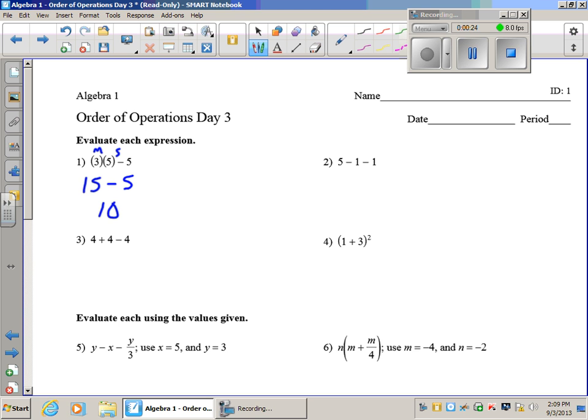Number 2, 5 minus 1, that's 4. So 4 minus 1, that's 3. Number 3, 4 plus 4, that's 8. So 8 minus 4, that's 4.